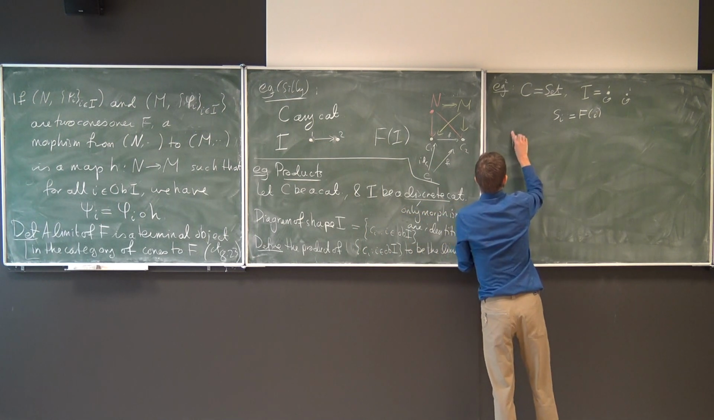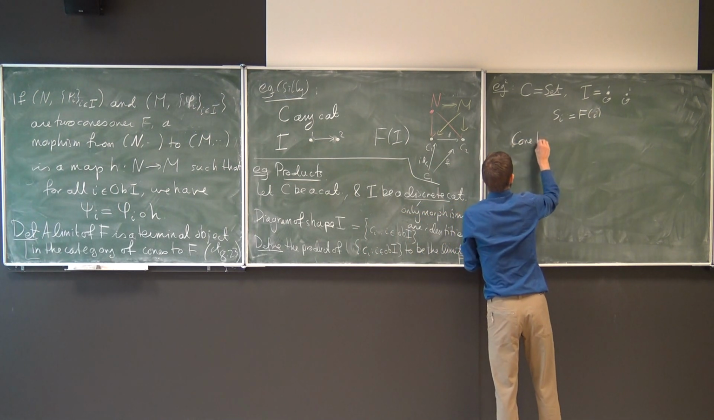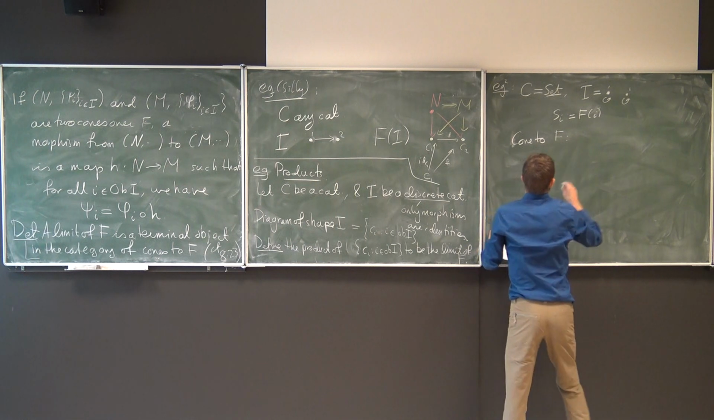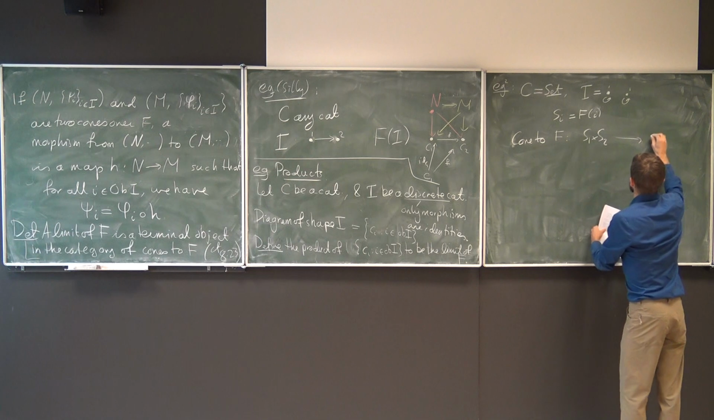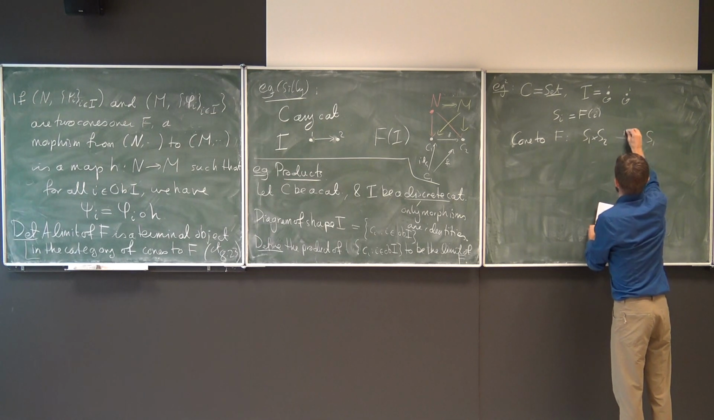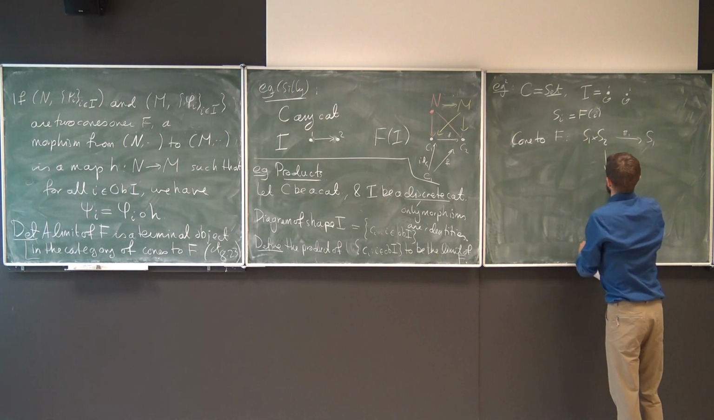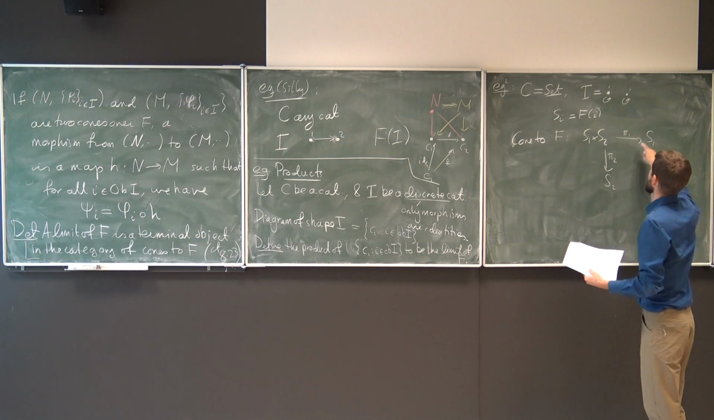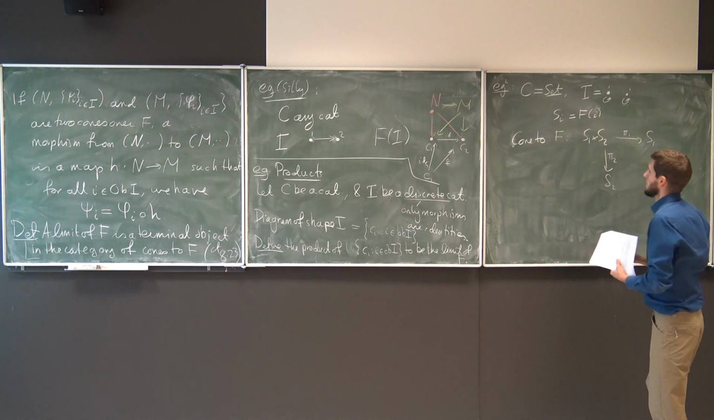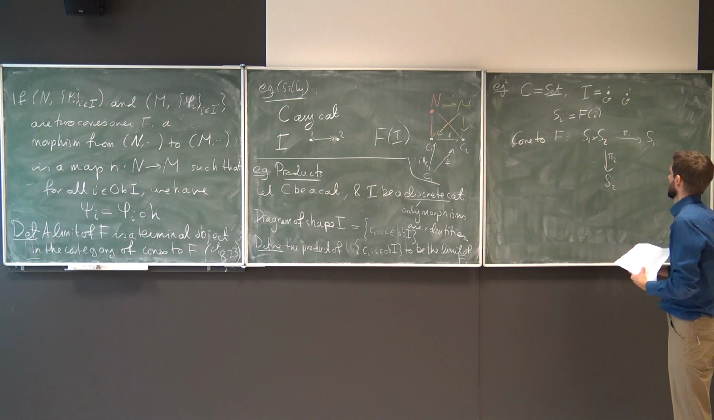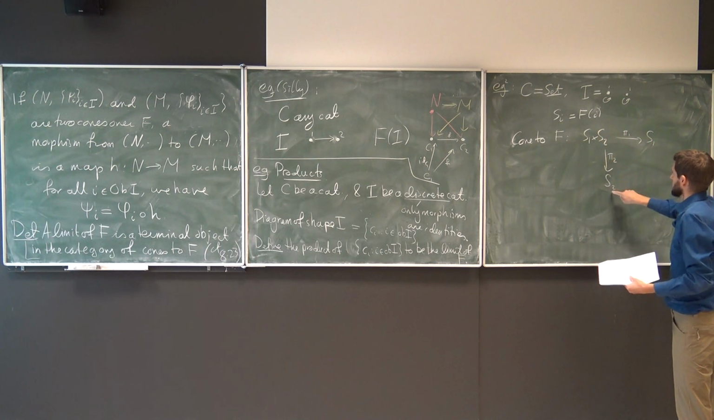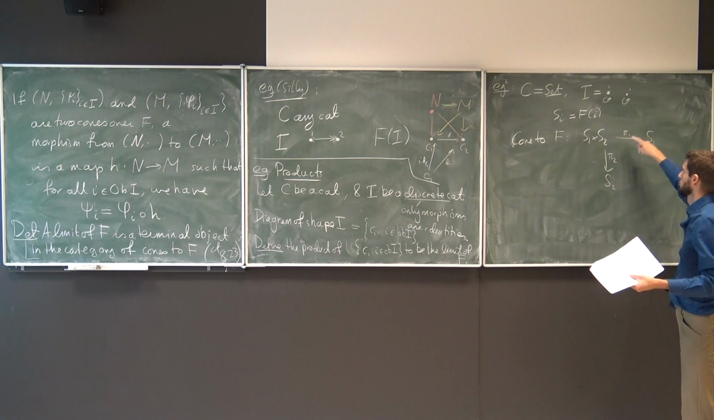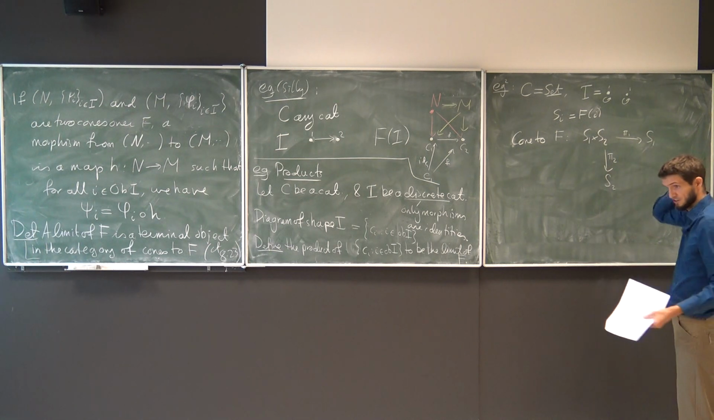So I have a cone to F, and that's going to be S1 cross S2 as my object. And then I should give a map to S1, and this is just a projection onto the first factor. And I should give a map to S2, which is the projection onto the second factor. So my claim is first that this is a cone to F. Well, there's essentially nothing to check here, because it's an object together with a morphism to each of these things, and all the triangles should commute, but there are no triangles to check, so there's nothing to be said.